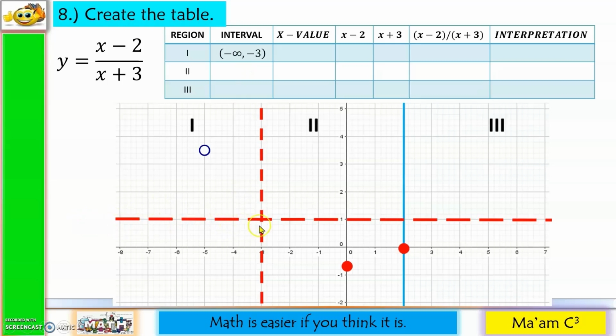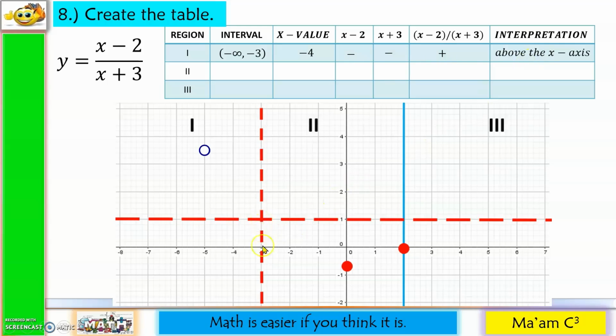Any value from region 1, let us say negative 4, let us substitute. Negative 4 minus 2 is negative. Negative 4 plus 3 is negative. So there are two negatives, therefore this is positive. Interpretation: above the x-axis.